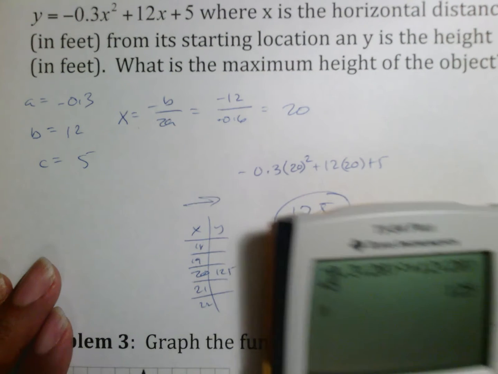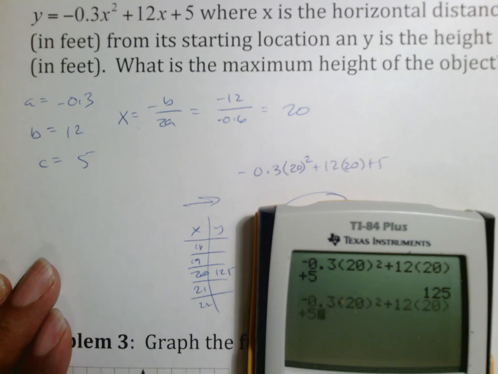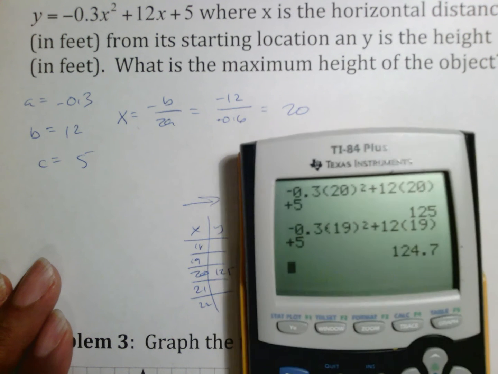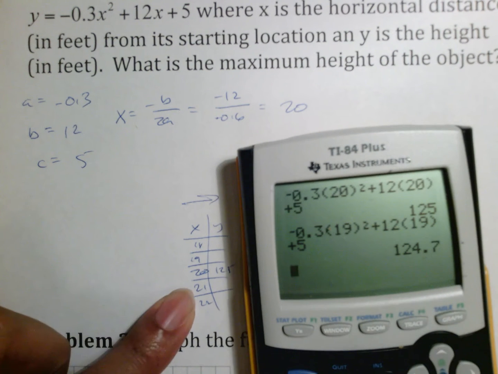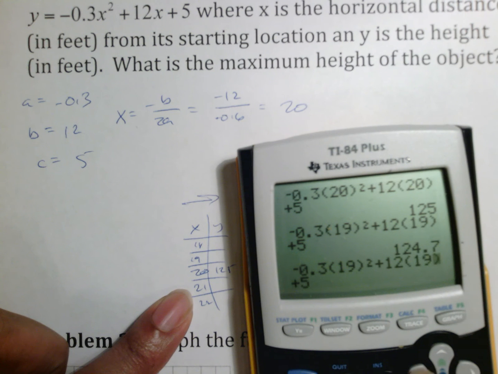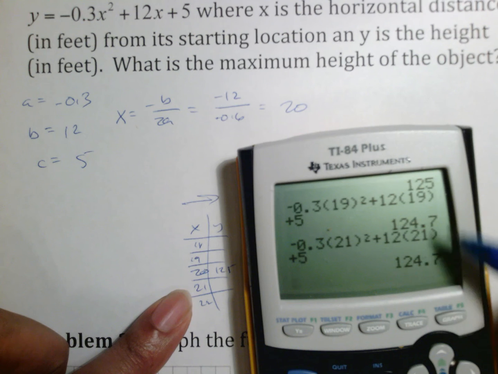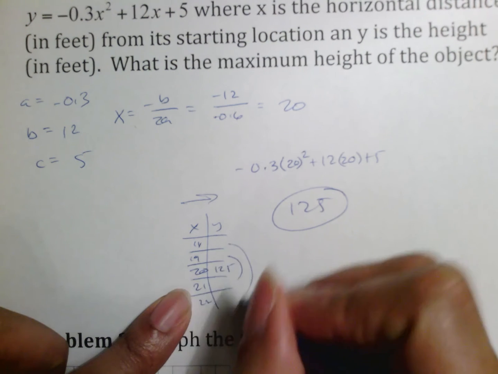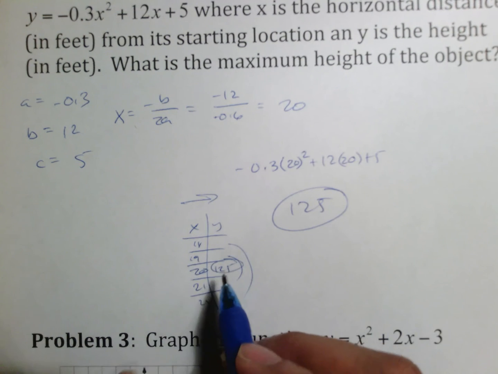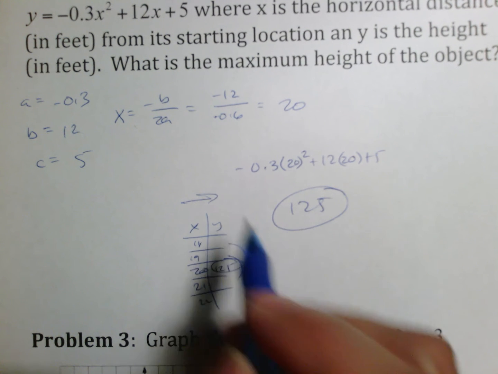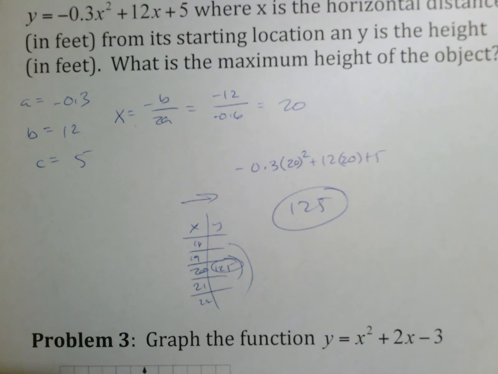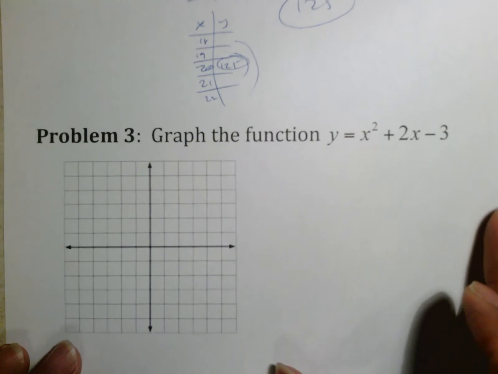And again, I guarantee that if we did 19 feet, that it would be lower than 125, which it is. It's 124.7. If we did 21 feet, we'd get the same answer. Because remember when we did our table, see how those two match? Where those match, this would represent the highest point. So just remember when you see this question that your maximum value is the value that goes with the key x. It's not the key x. Alright? So again, you'll get some practice on that today also.